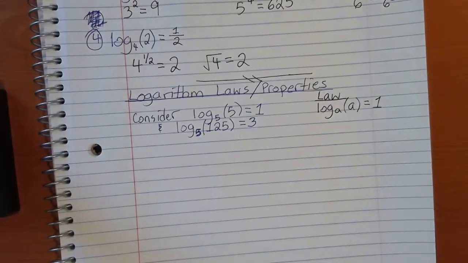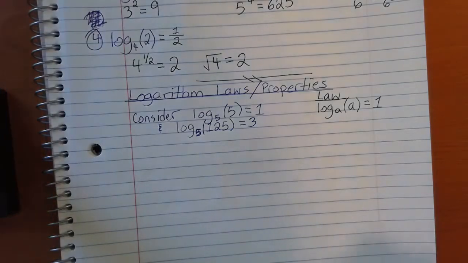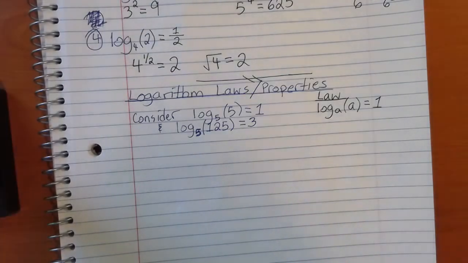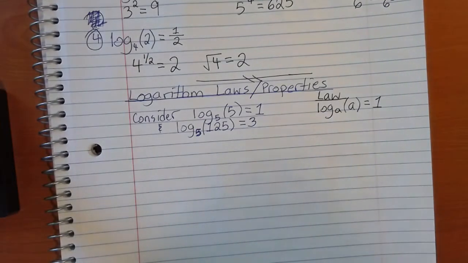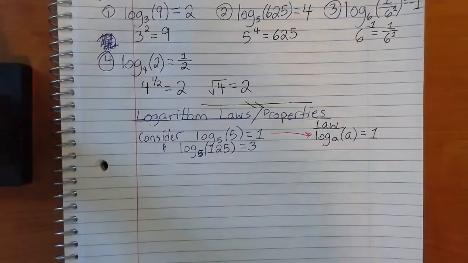Well, 5 to the power of 1 equals 5. We could say log base 8 of 8 is equal to 1. We could say log base 16 of 16 is equal to 1. Anything to the power of 1 equals itself. So log base A of A is always equal to 1.